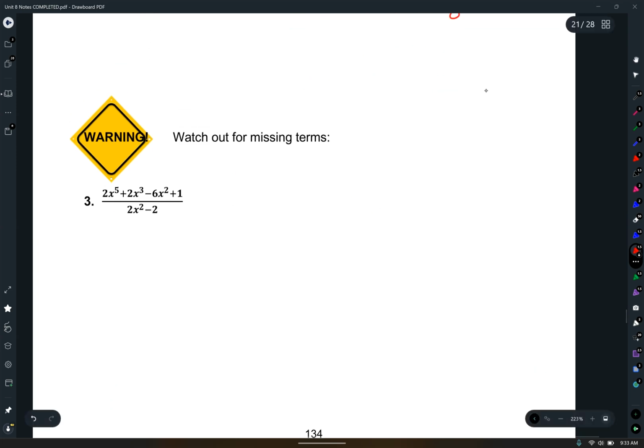So remember, I'm dividing by whatever's on the bottom. So if I'm dividing by 2x squared minus 2, then the top portion goes on the inside. And notice my warning, it says watch out for missing terms. So this starts with a 2x to the 5th, but do you see there is no x to the 4th term? So I'm going to leave a little space here.